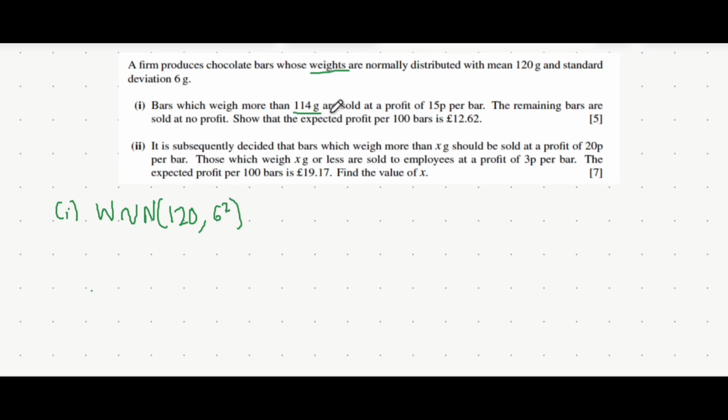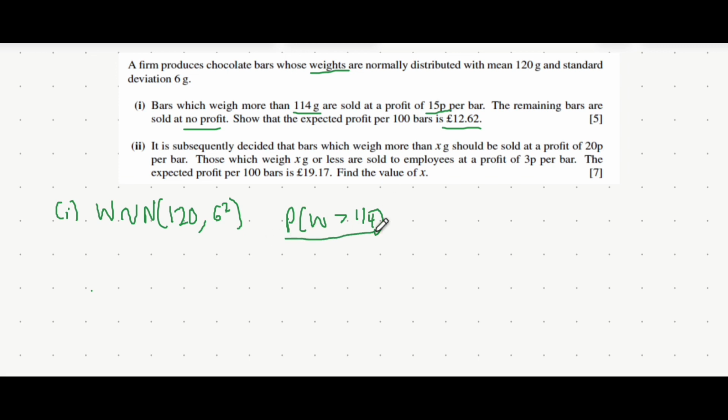Bars which weigh more than 114 grams are sold at this much profit. The remaining bars are sold at no profit. Show that the expected profit is supposed to be this much. So what we first need to do is find the probability of just one chocolate bar weighing more than 114 grams. After we get that probability, we can multiply it by 15p to tell you the profit for each individual bar.